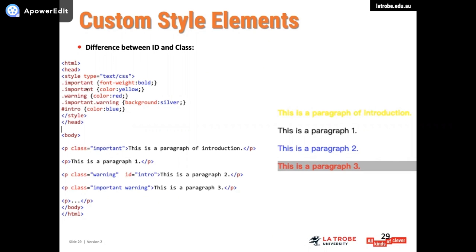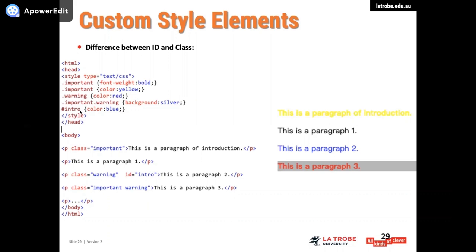Even though we define it twice, the first one and the second one do not overlap or override each other. If we define it twice, it means that both will be effective. And for the ID selector, you cannot do that. You cannot define the same ID twice, which is not allowed.